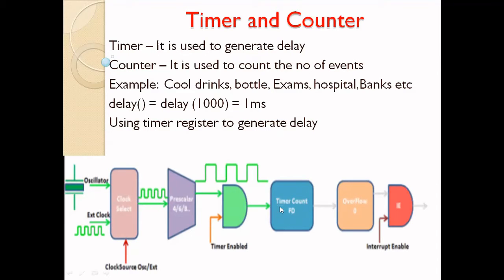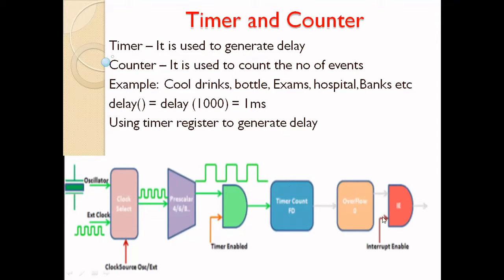Next, this is called the counter, the timer count. Suppose I am storing a value here, 100. Every clock pulse, this timer value will get incremented. When it overflows, when it reaches the maximum value, it will give one signal that is called the timer overflow. This overflow will go to the next stage.